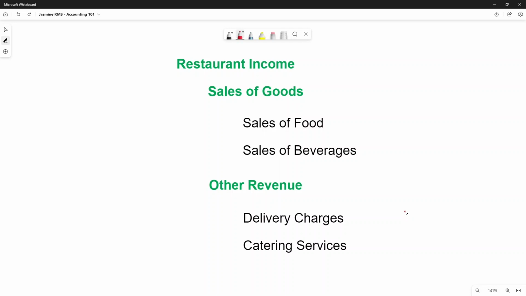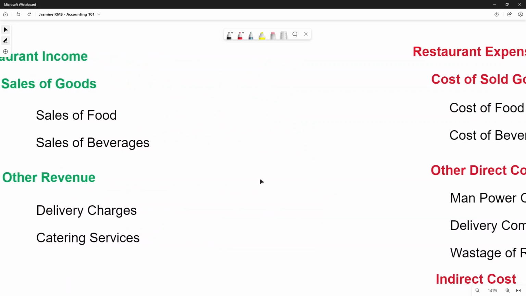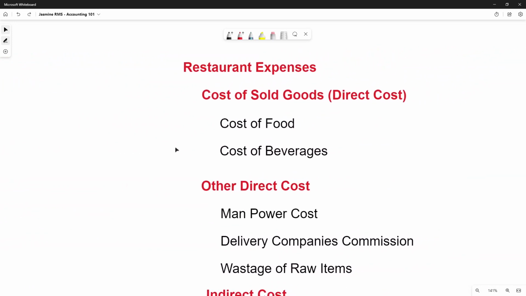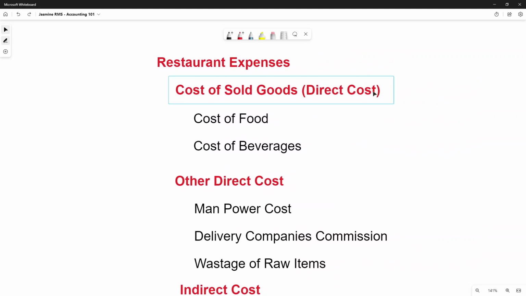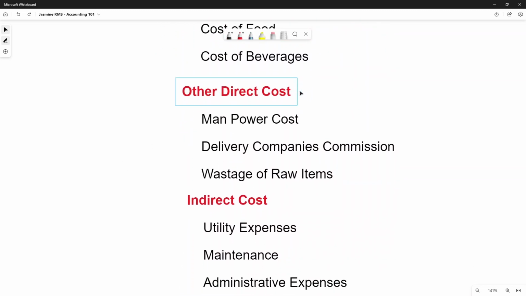At the same time, we also have expenses. Every restaurant in the world has some expenses. We have direct cost, which is the cost of sold goods: cost of food, cost of beverage, cost of shisha, cost of sweets. And also we have other direct costs. And we have to remember that we have manpower.